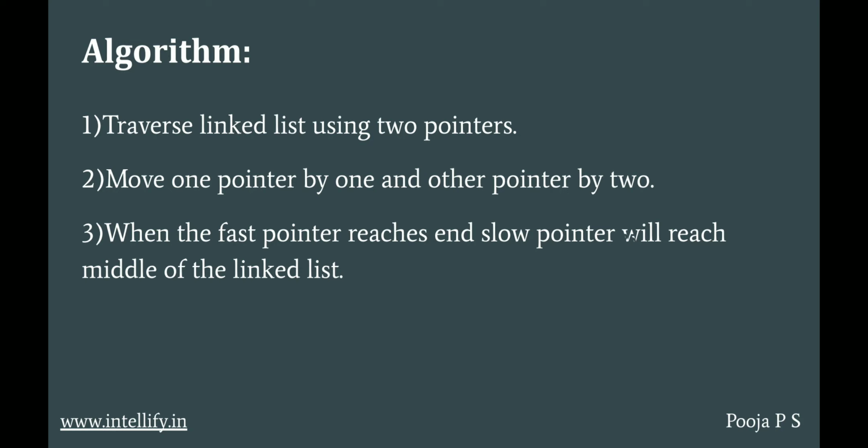And this is the algorithm that we follow here. The first step is we are traversing the linked list using two pointers, that is, one is the fast pointer and one is the slow pointer. We are moving one pointer by 1 and the other pointer by 2. When the fast pointer reaches the end, the slow pointer will reach the middle of the linked list. Thus we will get the middle element of a singly linked list and we will print that element here.